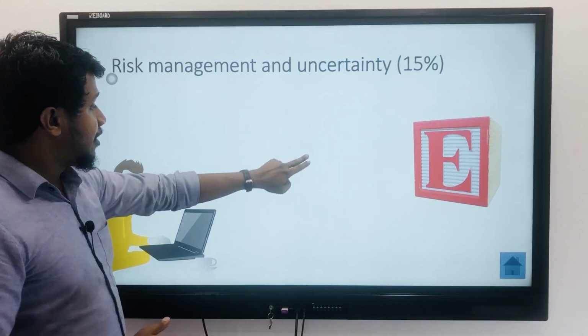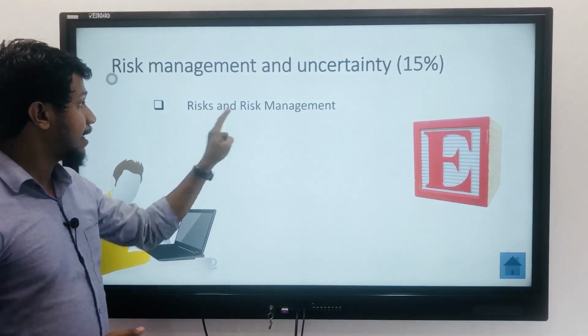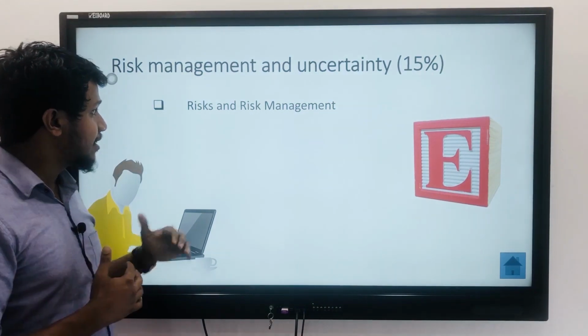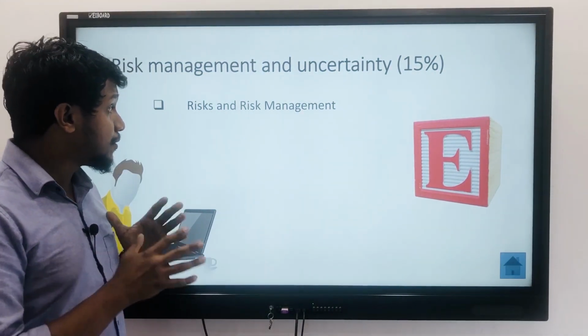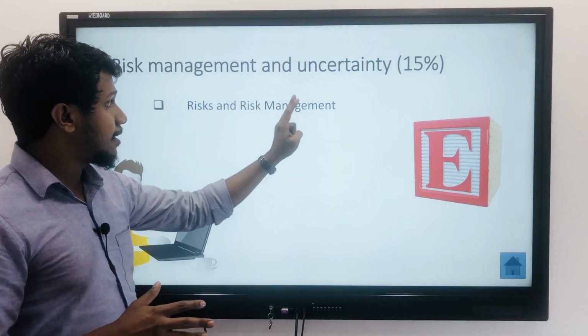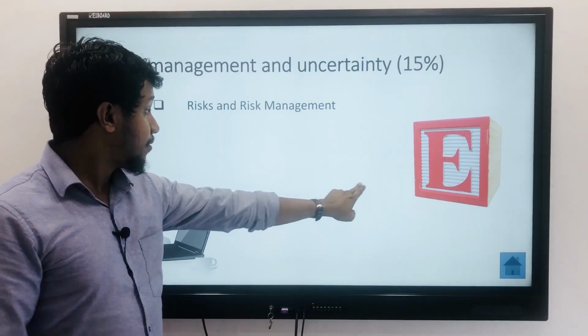We are going to focus on risk and risk management: how we are going to manage our risk, how we are going to mitigate our risk, and what possible strategies we have. Those kinds of things we are going to discuss under part A, right?